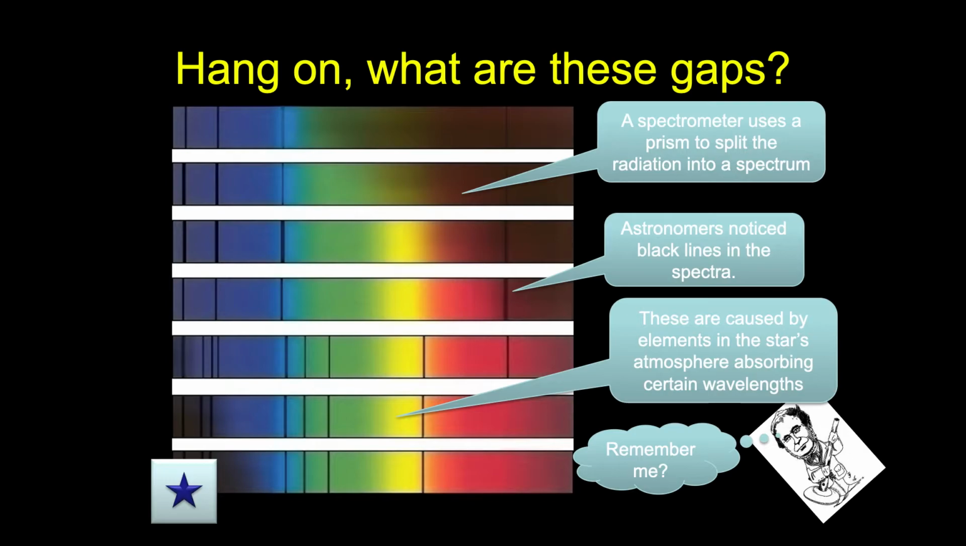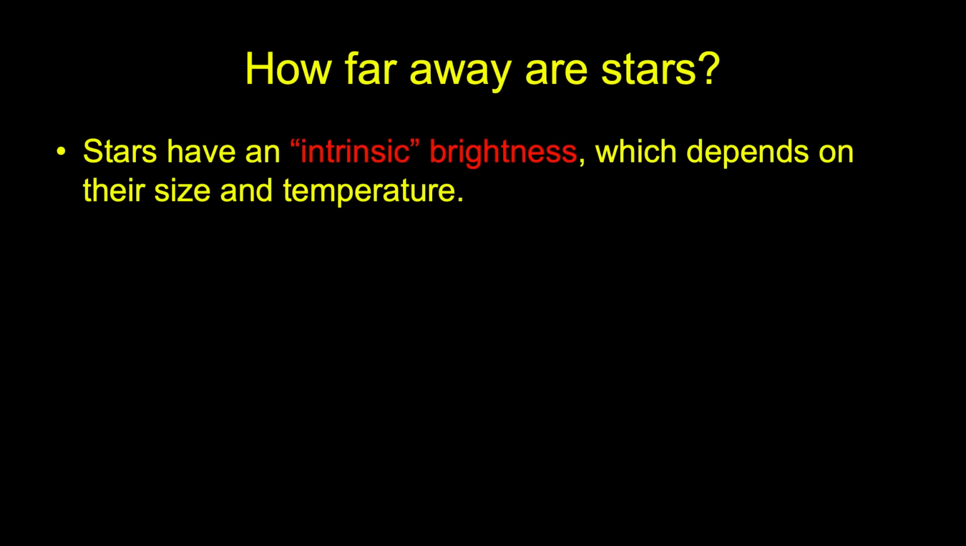So what's happening is those black lines are caused by elements within the star's atmosphere absorbing some of the wavelengths that are being produced. So astronomers can know quite a bit about what a star is supposed to look like. It's what colour it's supposed to be, how bright it's supposed to be, and all of that. So by comparing those measurements with what we actually see, we can tell about how much red shift there is.